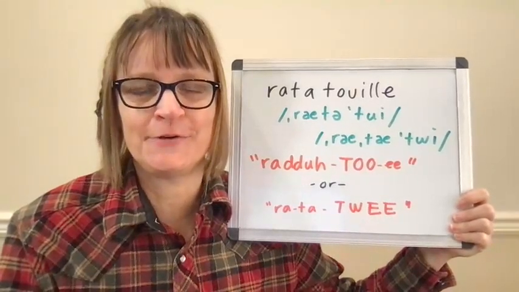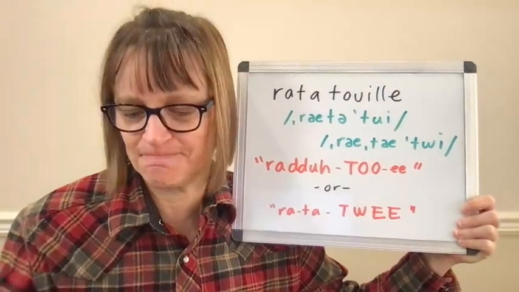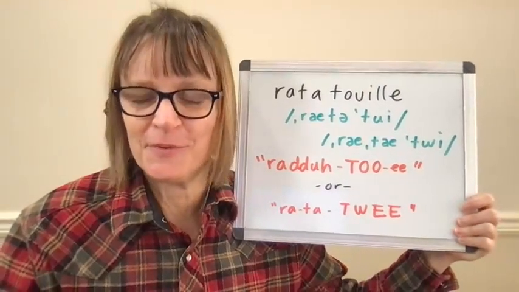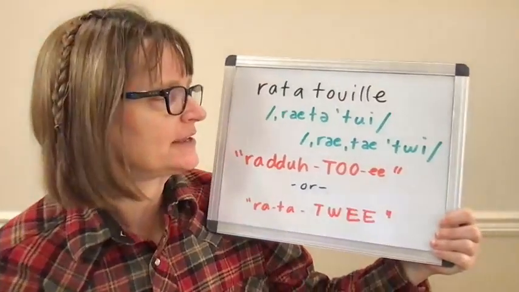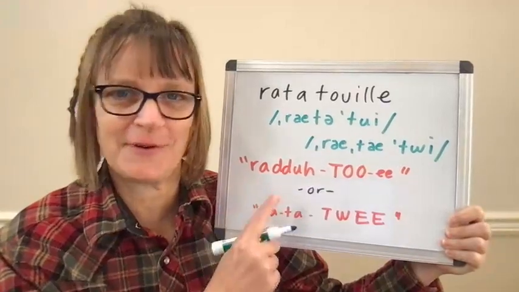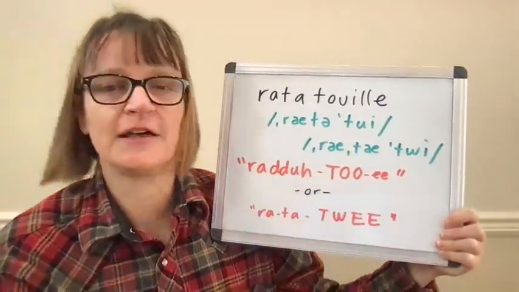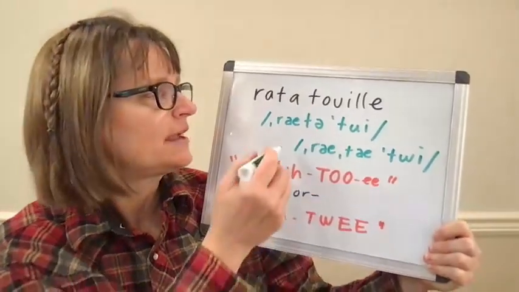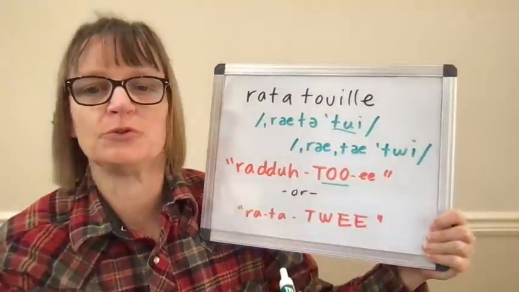In this video, we'll look at how to pronounce ratatouille in English. There are two different pronunciations for ratatouille in American English, and the first one that I'm using to tell you about the word is this one here, ratatouille. That has 4 syllables with the stress on the second to last syllable, 'too'.